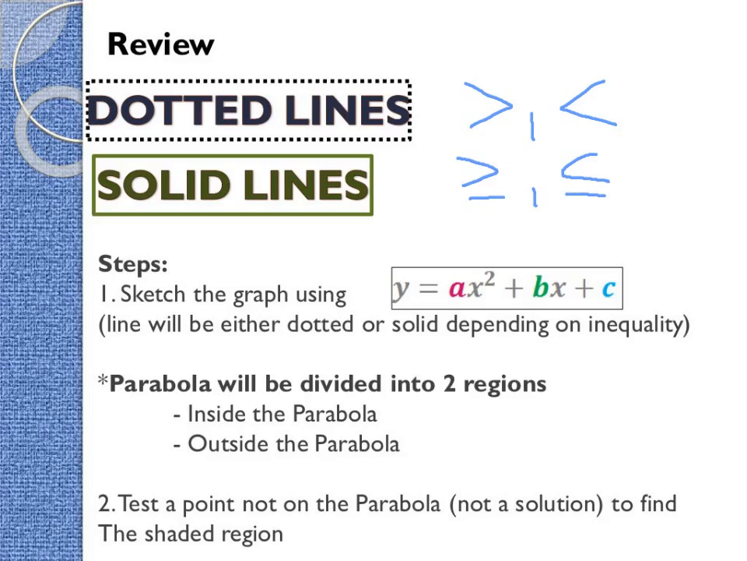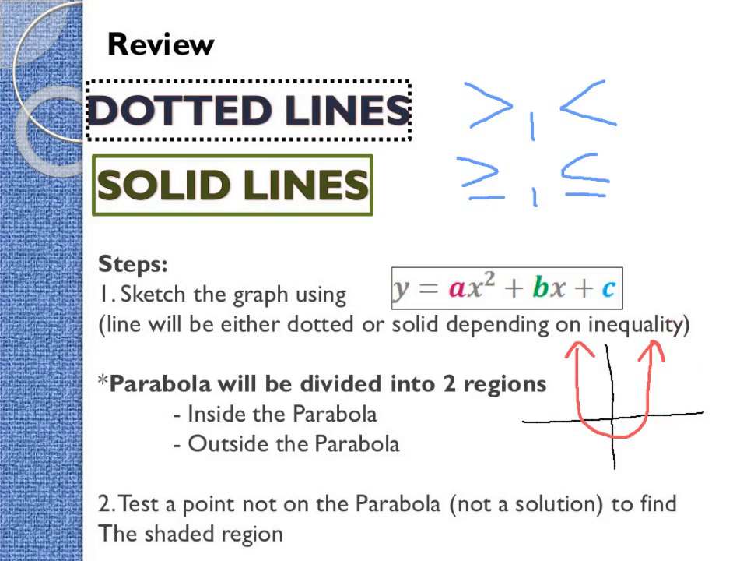Notice that when we draw our parabola, it ends up being divided into two regions. And what this looks like is that we have one region that is inside of the parabola, and then we have another that is outside of the parabola. So all this region that is outside of our curve.